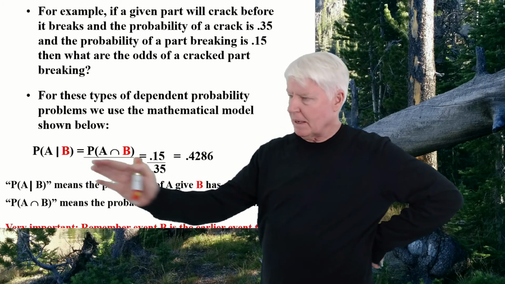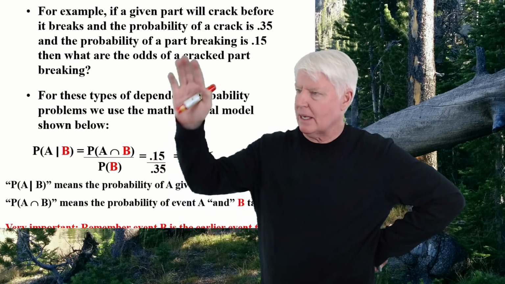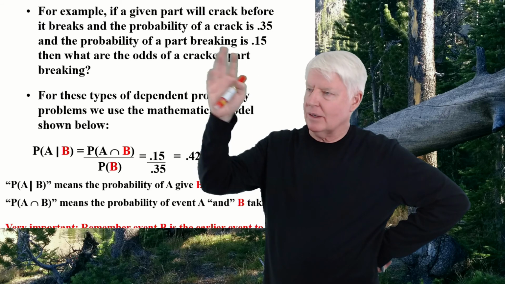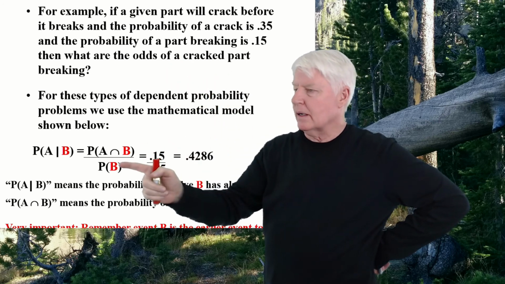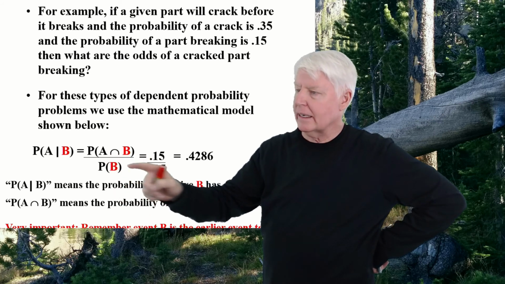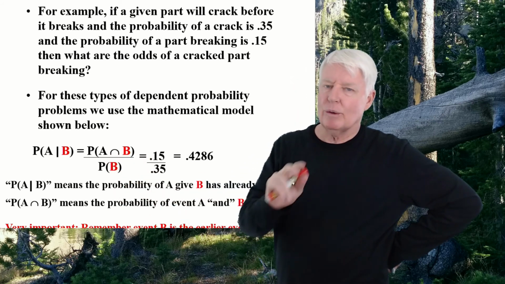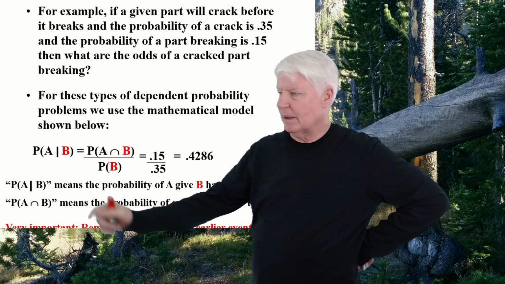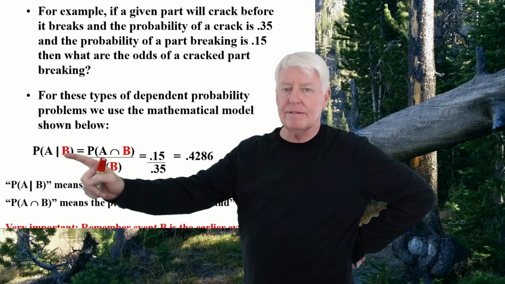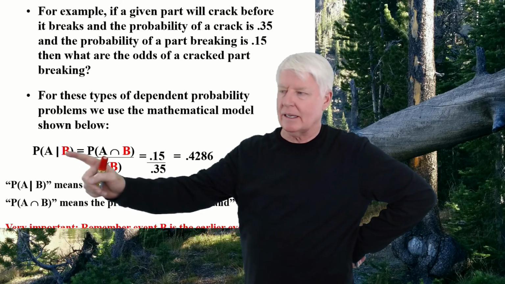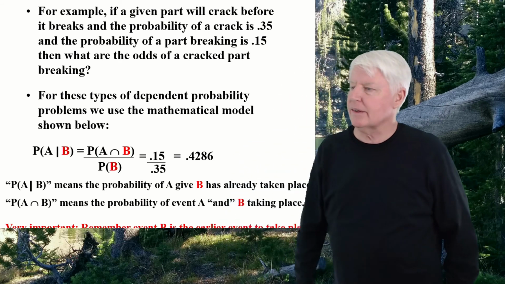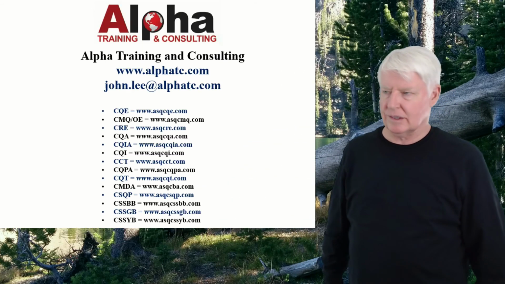Remember also, especially if you're taking an ASQ exam, sometimes they give you more probabilities than you need. You only need 2, they'll give you 3 or 4. If you'll just remember that B is the earlier event, that will help you get these questions correct. Let me read it again. How do I know it's the early event? Probability of A given B has already taken place. B is the earlier event. And that should help you out on some of those more tricky questions.